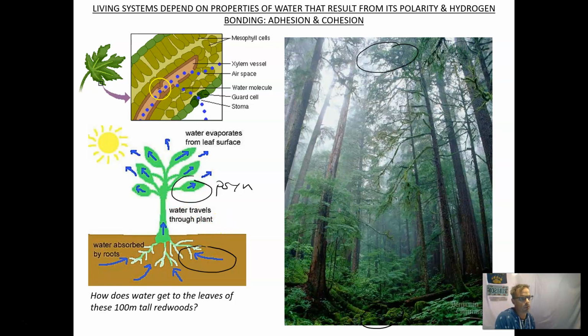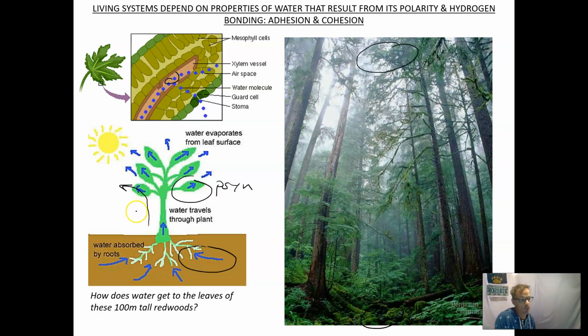And it's because of these cohesion and adhesion properties of water. Because in this little animation you see up here, each of these blue dots is supposed to be a water molecule that's evaporating off the leaf. But because each of the water molecules is cohered together, as you get this evaporation, you get a pull of one water molecule pulling on the next, pulling on the next, pulling on the next. And so you get this upward flow of the water molecules because they are cohered together.